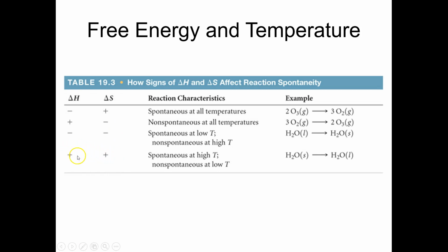And the flip side is, what if delta H is positive and delta S is positive? Well, delta H being positive is bad for spontaneity, but delta S being positive is good for spontaneity. And therefore, at relatively high temperatures, this positive value of delta S will be maximized.